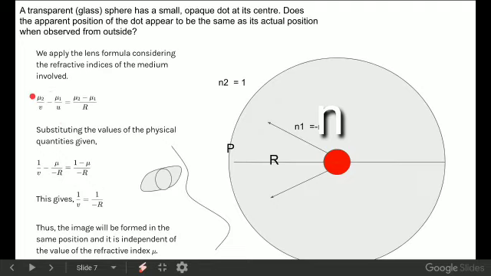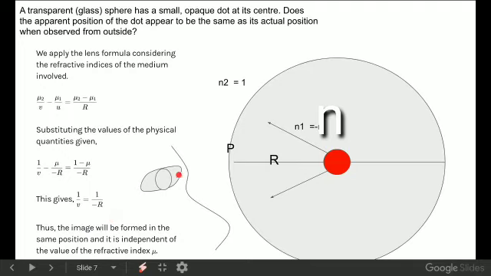So here n2 is 1, and v is the image distance which we have to calculate. n1 is the refractive index of the transparent sphere, that is n. Object distance is minus r, and n2 minus n1 is 1 minus n, where n is the refractive index of the transparent sphere. Radius of curvature is minus r. When you substitute these values, finally we get 1 by v equals 1 by minus r, so v equals minus r.